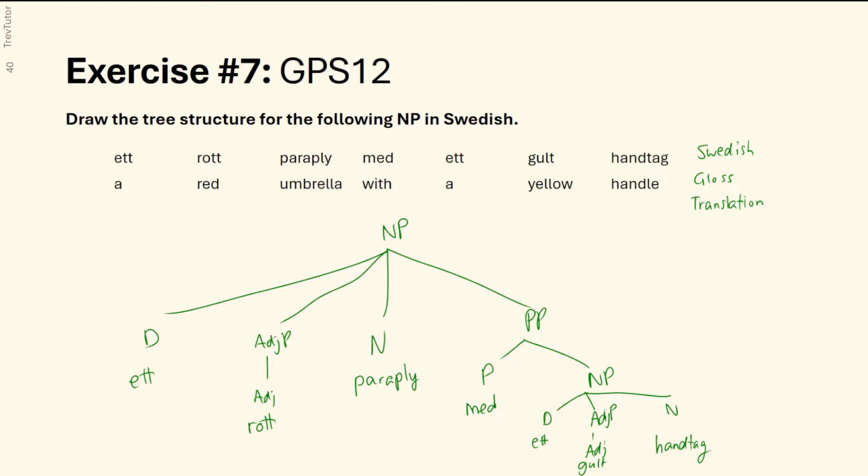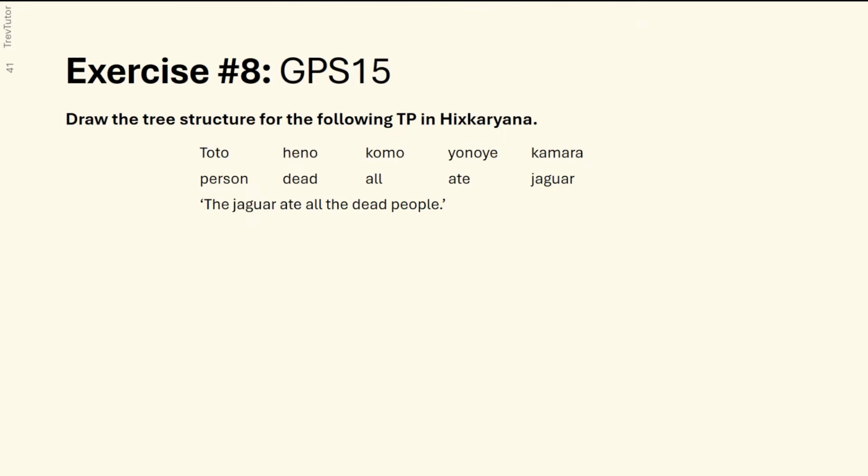But what happens when the word order is not identical? So this is in Hixkaryana, person dead all ate jaguar. And the translation is the jaguar ate all the dead people. Okay, so how are we going to do this? Well, first of all, let's just look at this sentence and realize something.